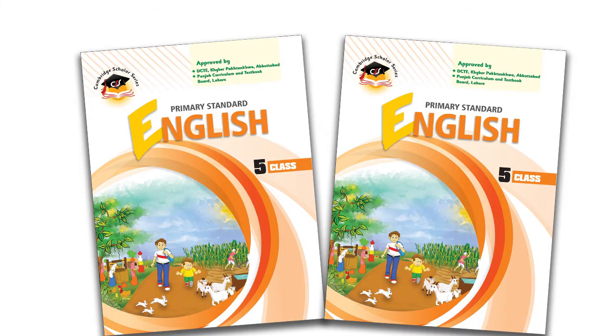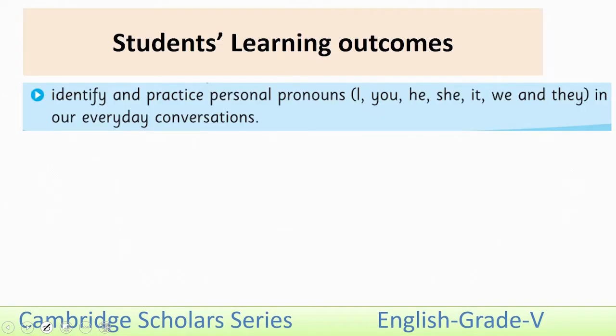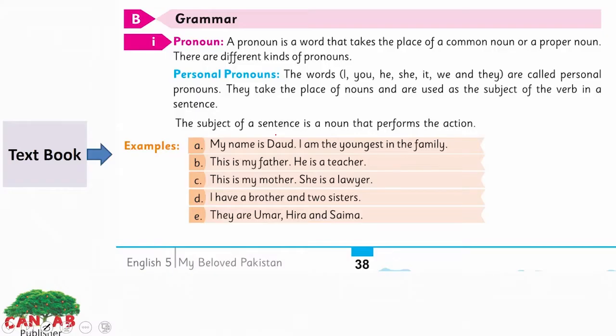Before starting the lesson, dear students, you must have with you the class 5 English textbook. We are going to start our lesson from unit 5, My Beloved Pakistan. The SLOs of this lesson are to identify and practice personal pronouns I, you, he, she, it, we and they in our everyday conversations. On page number 38 of your textbook, we have a grammar section about pronouns. We are going to learn about pronouns here.